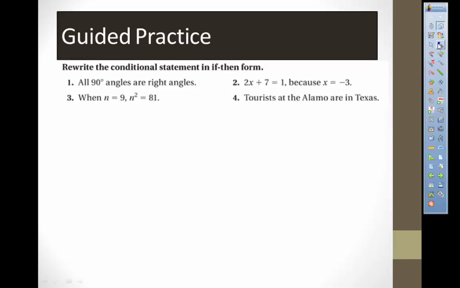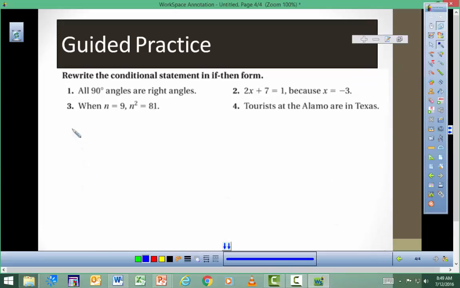Alright, I'm going to assume that you're done now. Let's see. Let's do a couple of these together, okay? Maybe we could do all of them, I don't know. Okay, all 90-degree angles are right angles. Okay, so what we want to do is write an if part and then a then part. So maybe for this one we can say if an angle is 90 degrees, then it is a right angle.